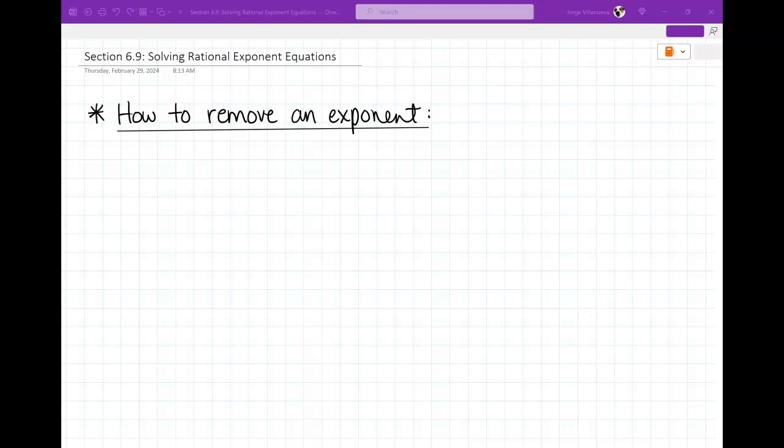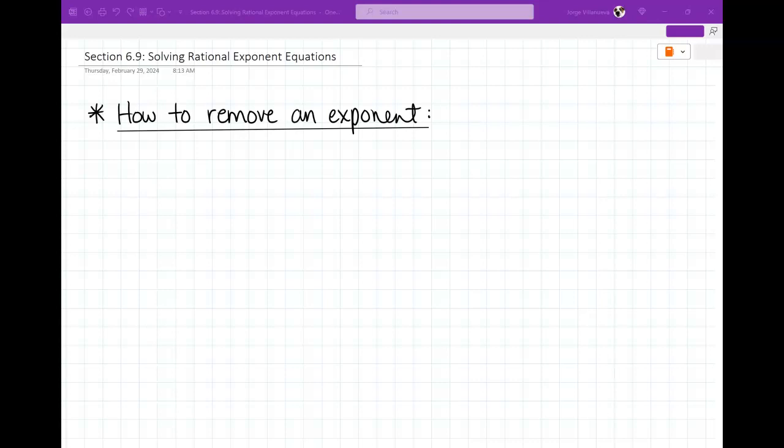All right, so in today's section, we're going to be solving rational exponent equations. They're not hard to do. It's just you have to know how to get rid of them. And the step to get rid of them is easy. But it doesn't mean that every example or every question you do is going to be simple enough to just immediately do this little trick. So I want to show you guys how you get rid of an exponent.